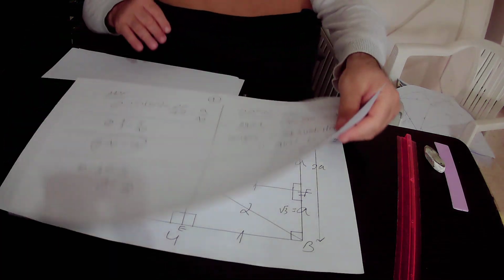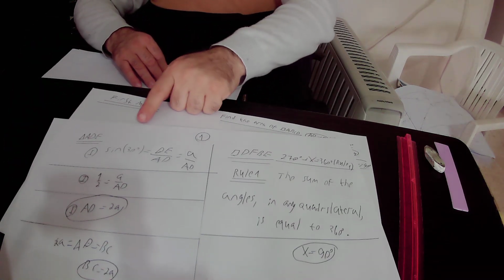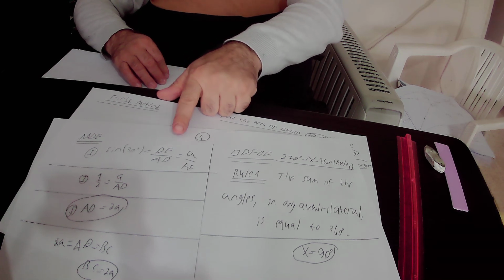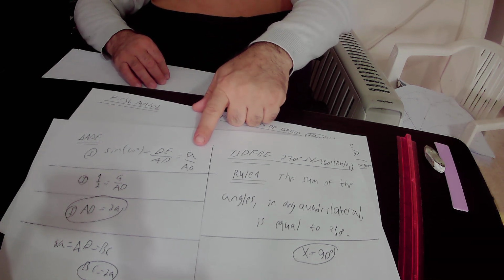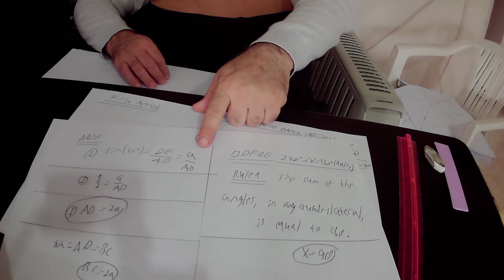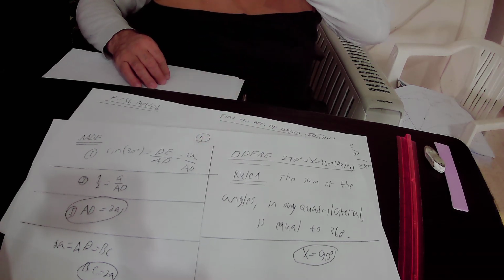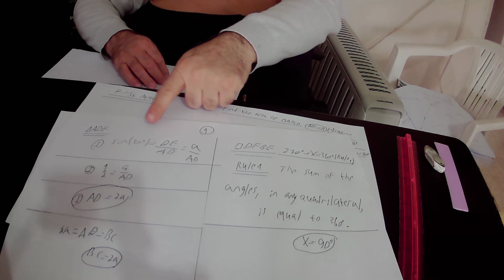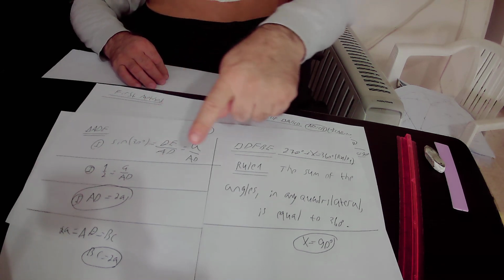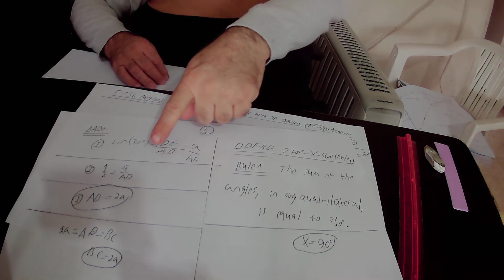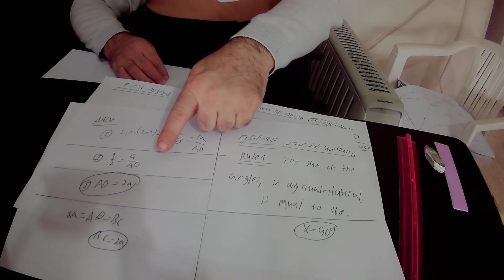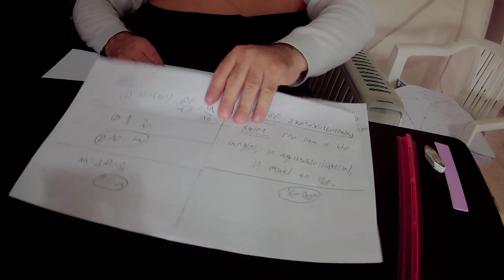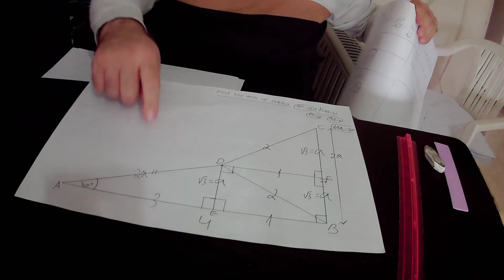So here on triangle ADE, sine 30 degrees equals DE over AD. DE equals A according to our definition, so sine 30 degrees equals A over AD. Sine 30 degrees is 1 over 2, so we get that 1 over 2 equals A over AD, because multiply the equation number 1 and we got that AD equals 2A. So we can write here that AD equals 2A.